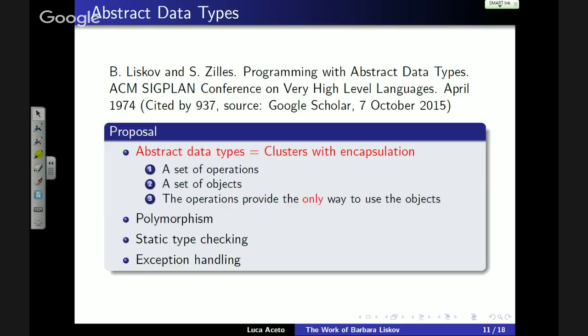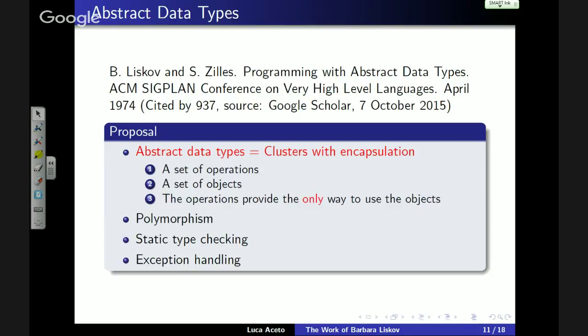So what's an abstract data type? This is what they call the cluster with encapsulation. So it's a cluster of operations that encapsulates the data on which the operations actually operate. An abstract data type consists, first of all, of a set of operations. Note, it's not a set of objects, first of all. It's a set of operations. That's the first thing. Of course, the operations have to operate on some objects, but the crucial thing is that the operations provide the only way of using the objects. Users of the abstract data type do not have any access whatsoever to how the objects are implemented. The only way they have to use the object is to call the appropriate operations.